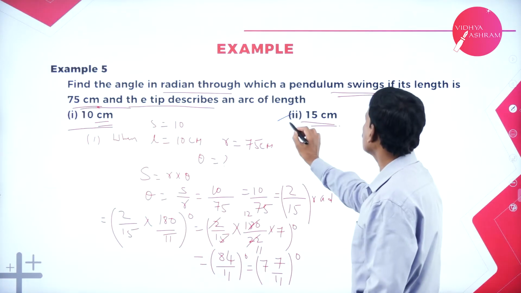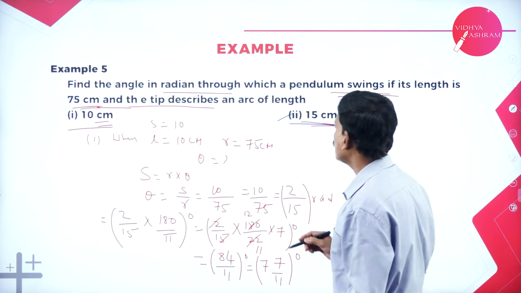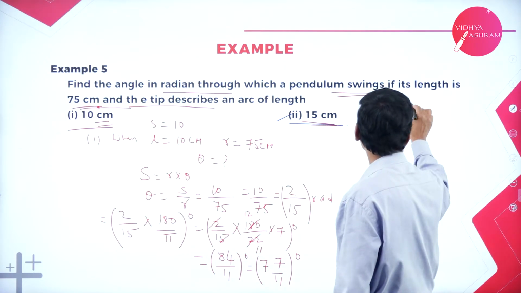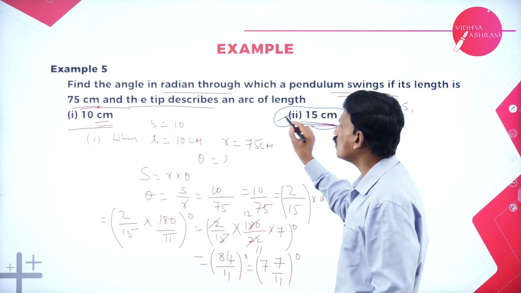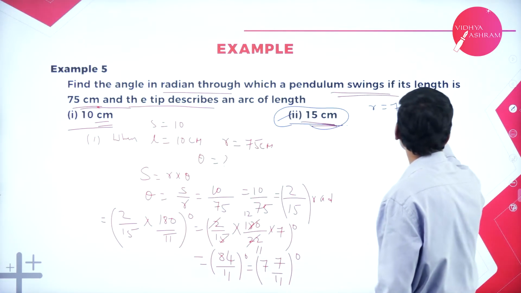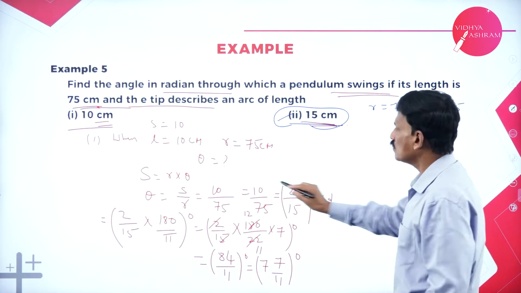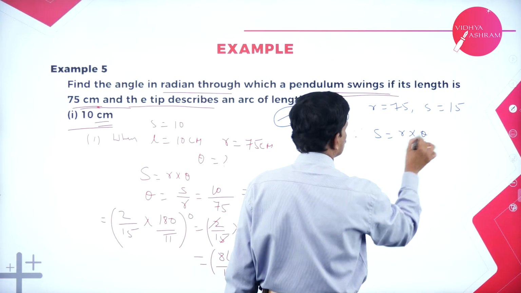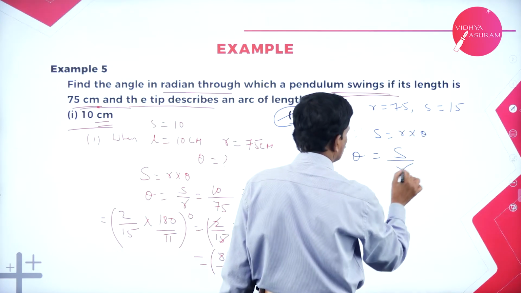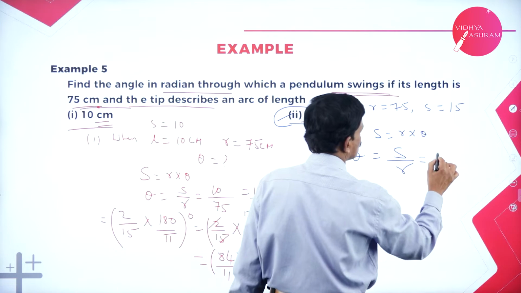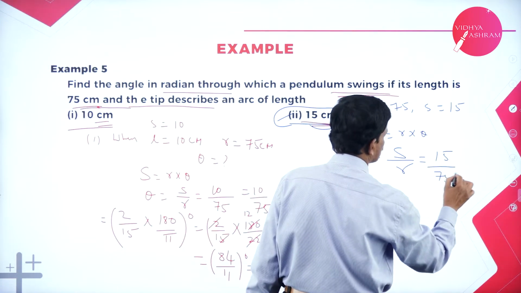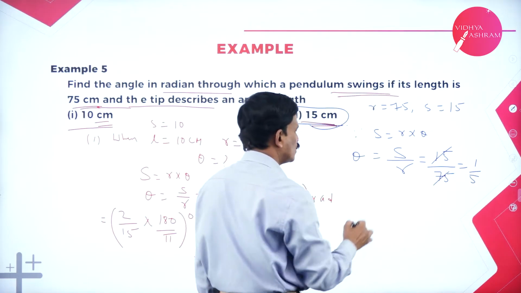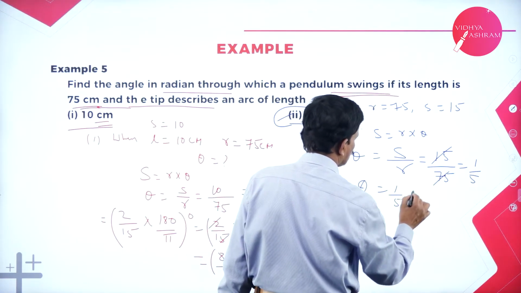Okay. Now let us come to the second one. R is 75 as it is, and S is equal to 15. We know that since S is equal to R into theta, theta is equal to S by R. So S is 15 divided by 75. 15 5s are 75, so 1 by 5. So theta is equal to 1 by 5.